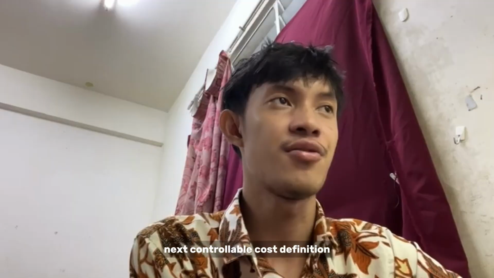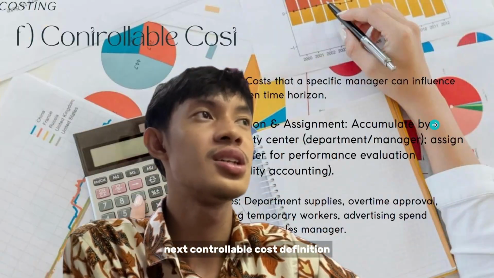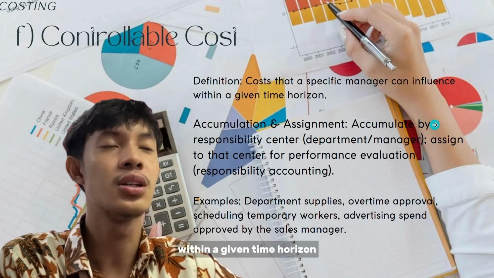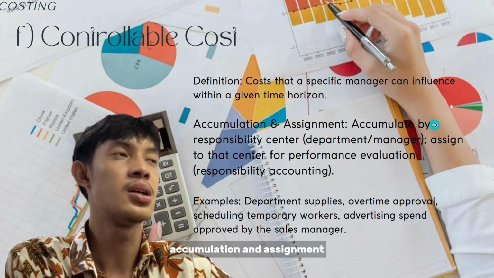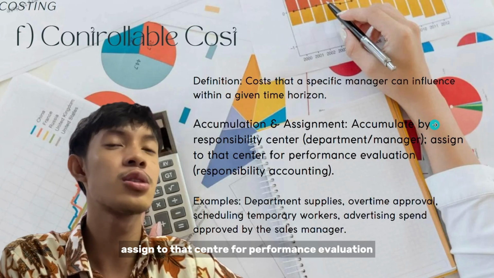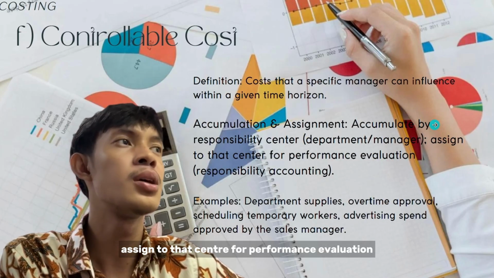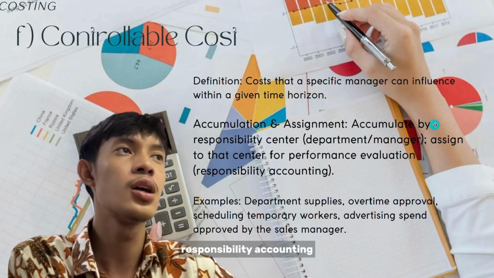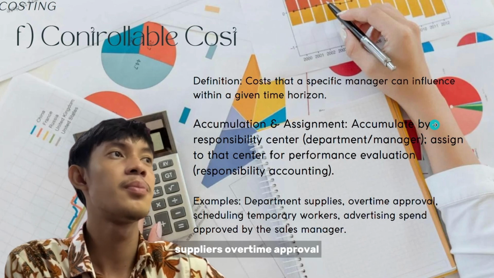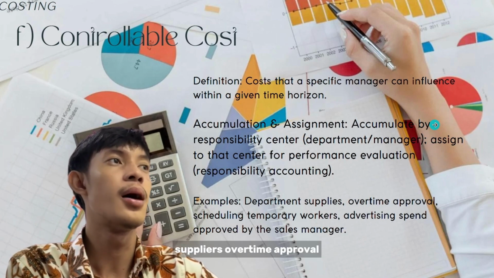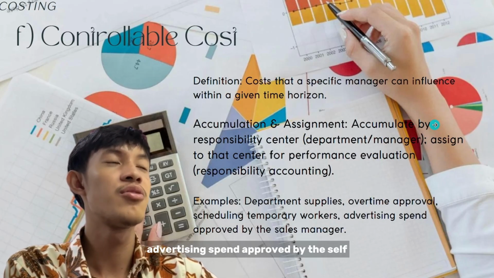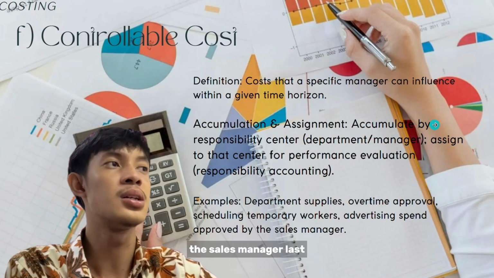Next, F. Controllable cost. Definition: cost that a specific manager can influence within a given time horizon. Accumulation and assignment: accumulate by responsibility center, assigned to the department manager of that center for performance evaluation, under responsibility accounting. For example, departmental supplies, overtime approval, scheduling temporary workers, and advertising spend approved by the sales manager.